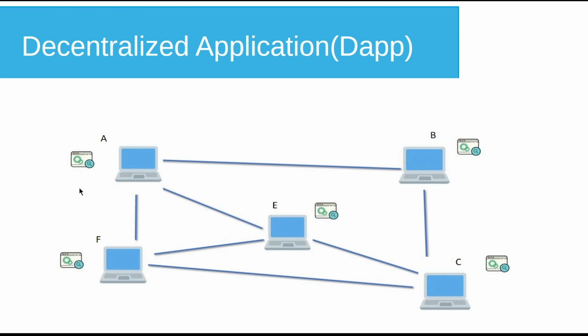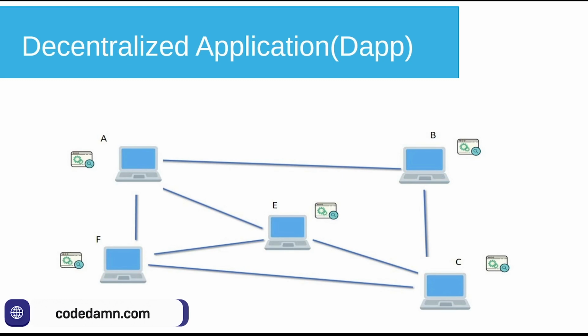We are considering it as an Ethereum network, and in our Ethereum network we generally call these systems nodes. So the application is running on all the nodes that are part of this particular Ethereum network or decentralized network. So this is how a decentralized application runs.